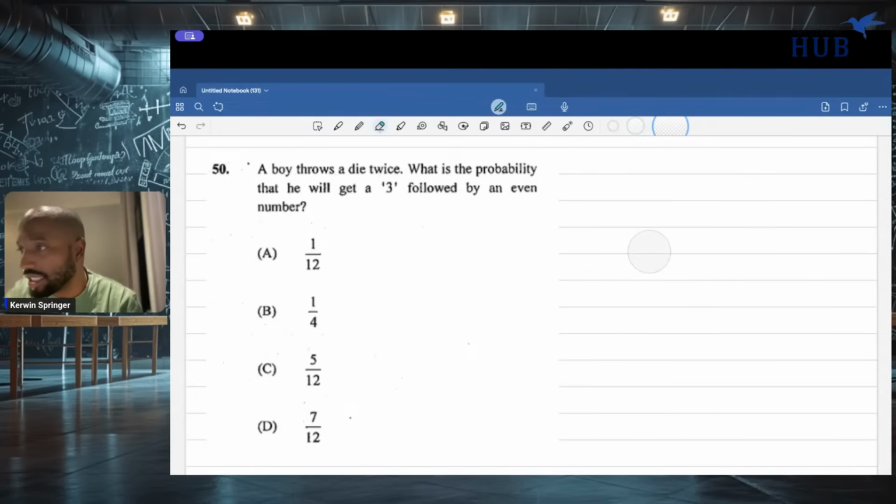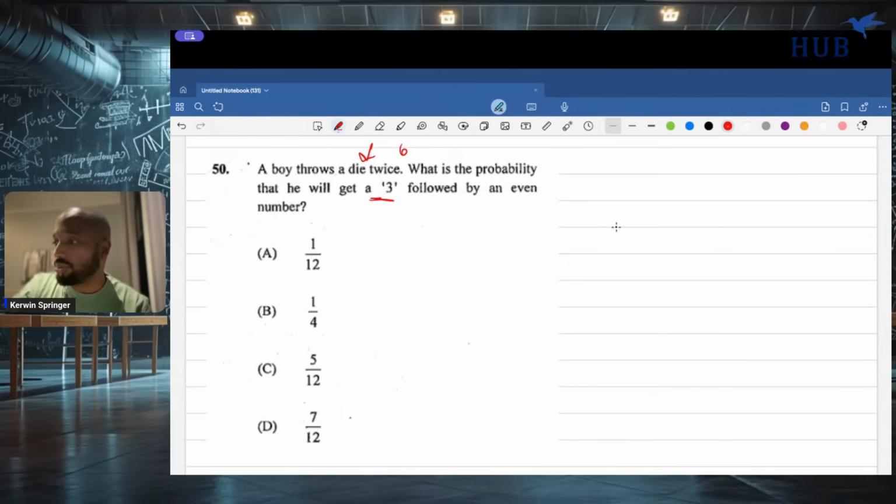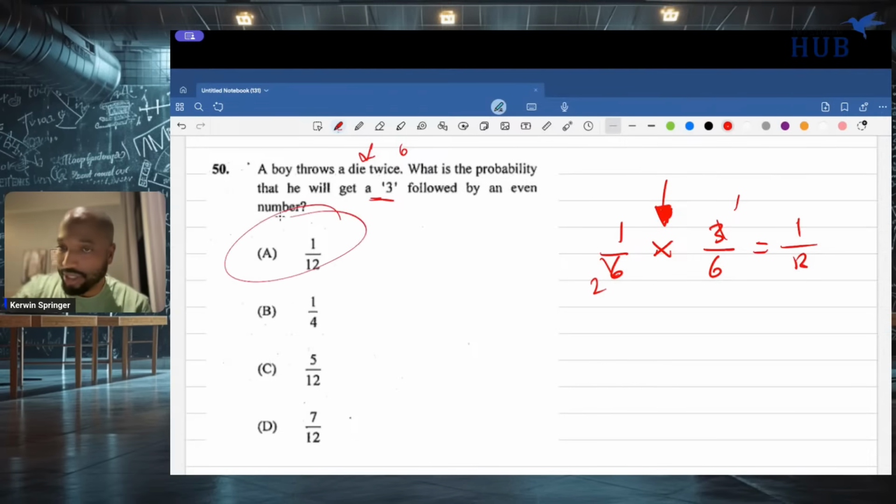So what is the probability that you will get a 3 followed by an even number? Probability that you roll a 3, and I'm hoping that is a dice that has 6 numbers, and for any dice, you think 6 numbers. So the probability that you roll a 3 is 1/6, and then followed by, using multiplication for independent events, that you roll an even number. There are 3 even numbers out of the 6 numbers. So this is 1/6 times 3/6. 1/12 is the answer. A.